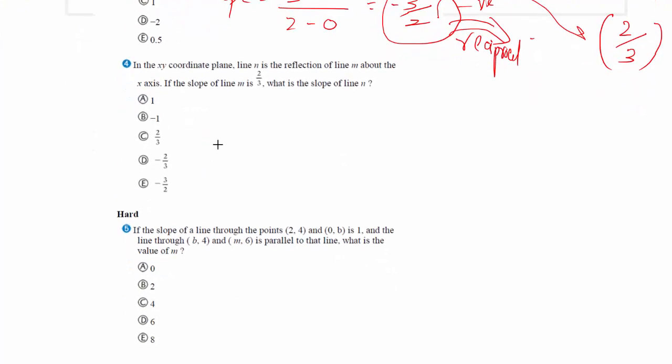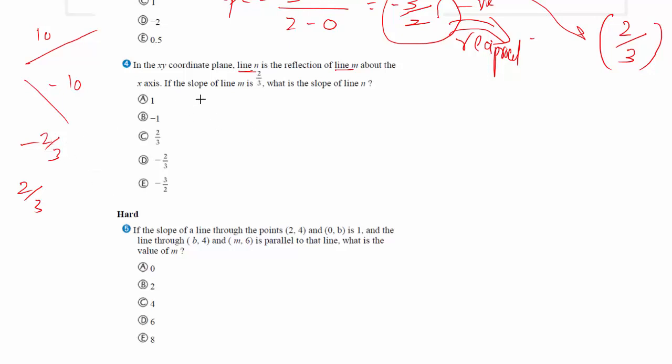In the xy coordinate plane, line N is the reflection of line M. Well, very important. Line N is the reflection of line M. And I told you that reflection is having the slope relationship as negative of each other. For example, if one is having a slope of 10, then the reflection will be having a slope of negative 10. If one is having the slope of negative 2 over 3, reflection will be having the slope of positive 2 over 3. You know, just doing the negative and nothing else. Not doing the reciprocal, just doing the negative.